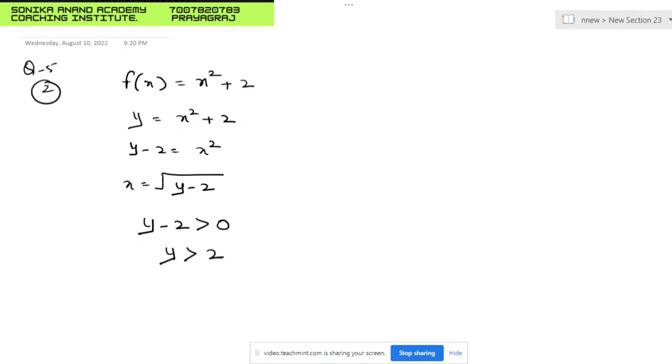So this is 2. So the value of y is greater than 2. So what does its range become? Greater than 2, and 2 is not included. So we write (2, infinity). Just check the answer. We have to include this.